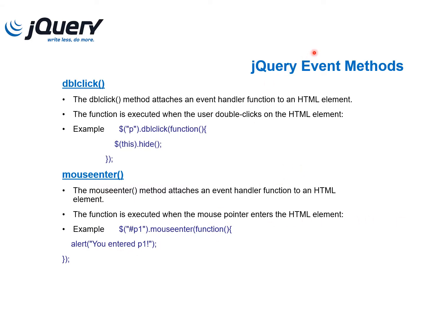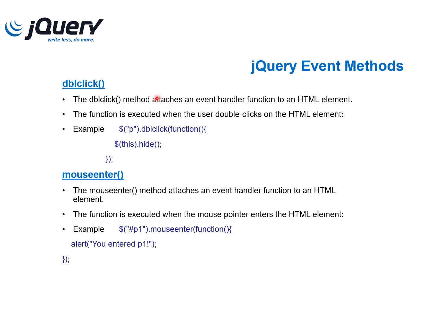Then some more jQuery event methods are there: dblclick, that is double click, and mouseenter. The dblclick, double click method attaches an event handler function to an HTML element. The function is executed when the user double clicks over an HTML element.